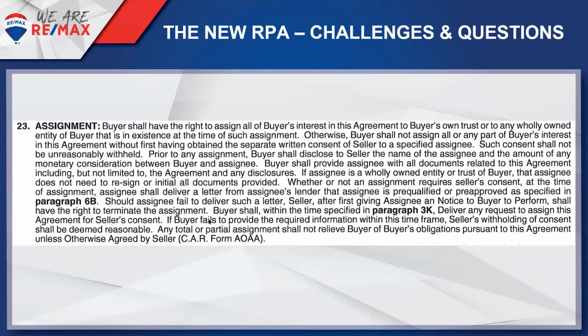Back to why that 17 days is the deadline for doing an assignment. So there's plenty of time to get the assignee's signature on the paperwork. Okay. The assignee must be pre-qualified if in fact they're going to get the loan, and must provide pre-qualification or pre-approval, just as the buyer did. And again, if the buyer fails to provide that information to the seller within that 17-day window, including naming the assignee, the seller can reasonably withhold consent.